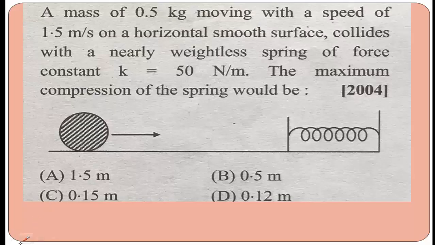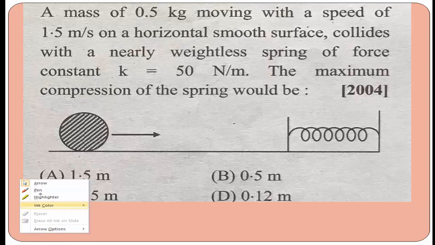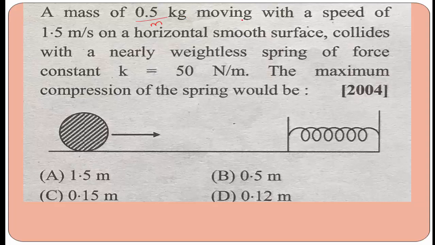Next problem. A mass of 0.5 kg moving with the speed of 1.5 meter per second on a horizontal smooth surface collides with a nearly weightless spring of force constant K, 50 Newton per meter. The maximum compression of the spring will be.